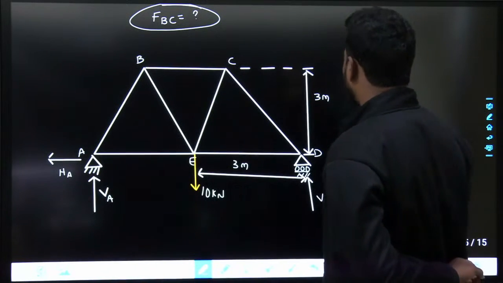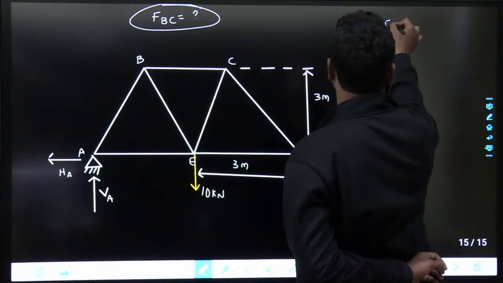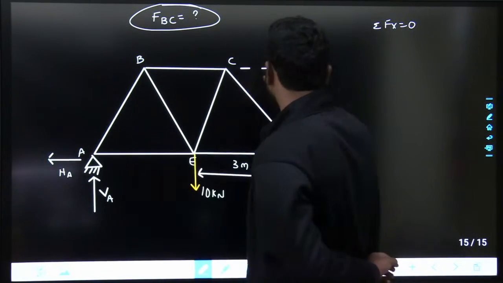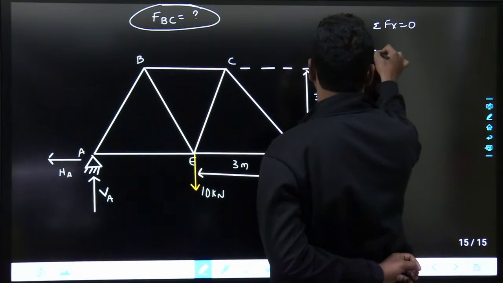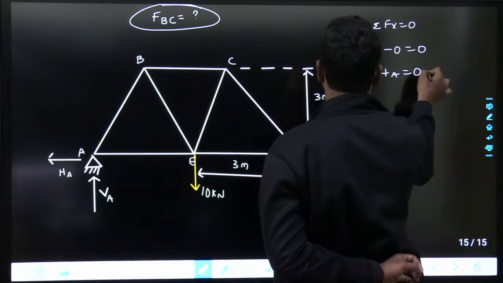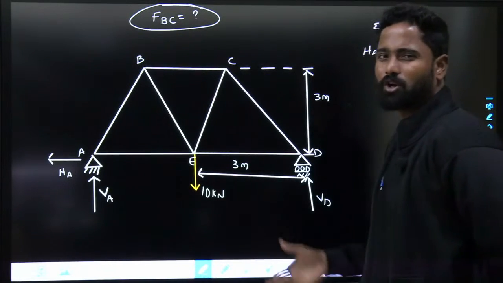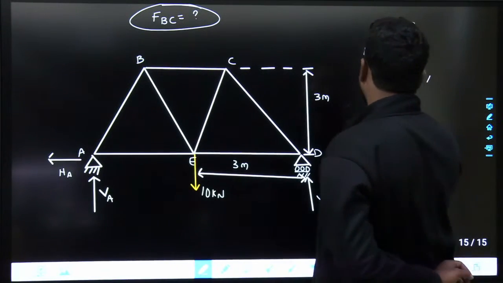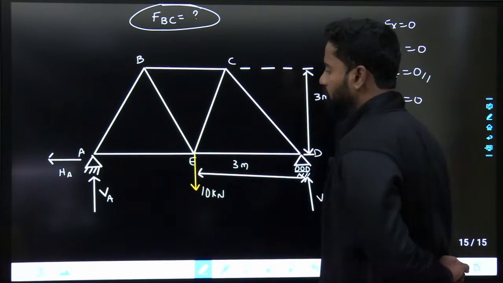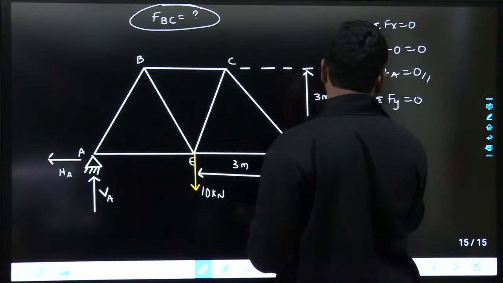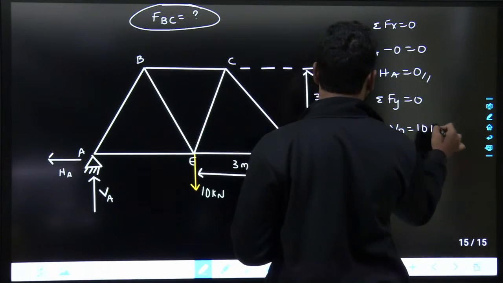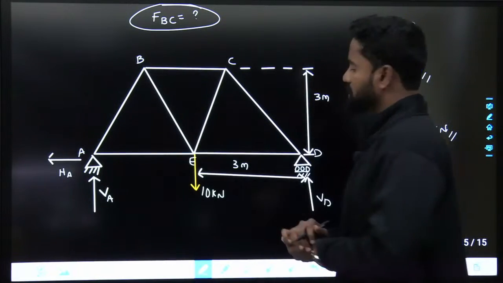If I take sigma Fx equals to 0, sigma forces in x direction equals to 0, HA minus 0 equals to 0, so HA equals to 0. There are no horizontal loads. And if I take sigma Fy equals to 0, what I'll get? Va plus Vd equals to 10 kilonewtons.